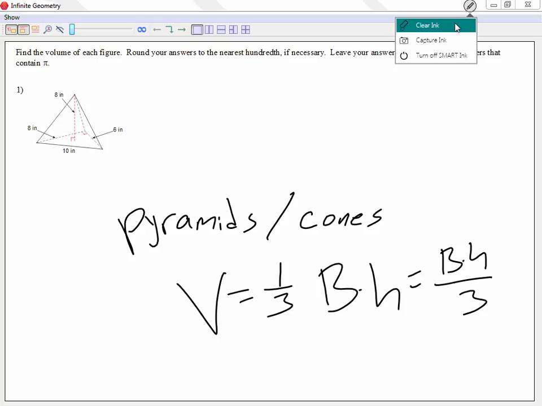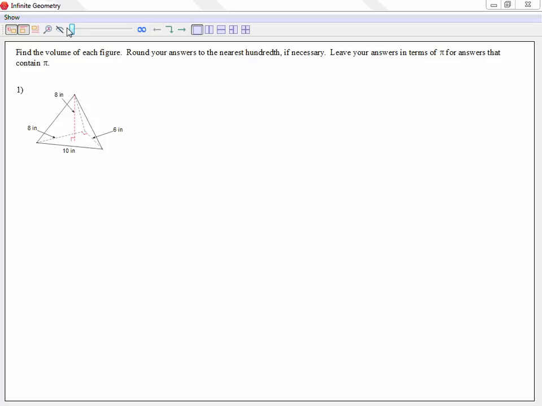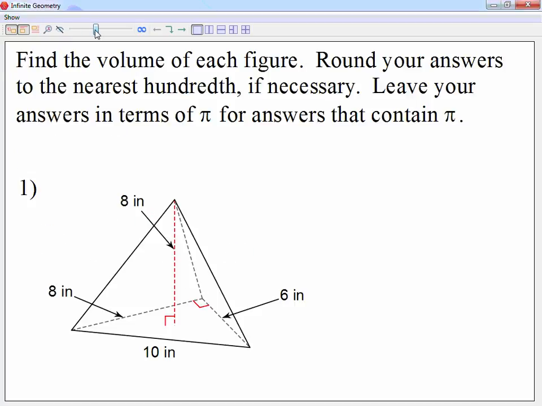So let's take a look at our worksheet. Find the volume of each figure. Round your answer to the nearest hundredth if necessary. There will be some decimals today, so make sure your decimals are rounded to the nearest hundredth, which means 2 decimal places. So look at the third decimal place. And leave your answer in terms of pi for answers that contain pi.